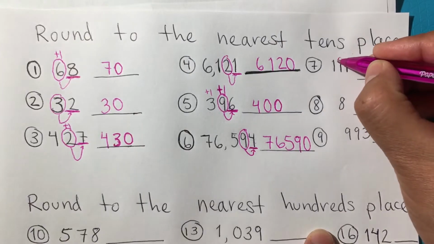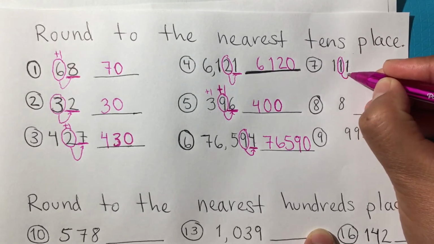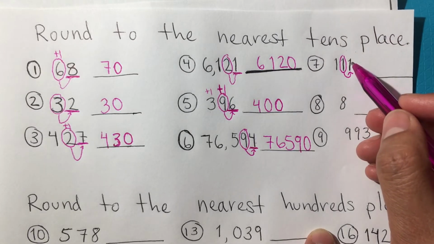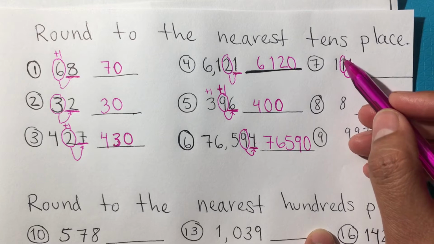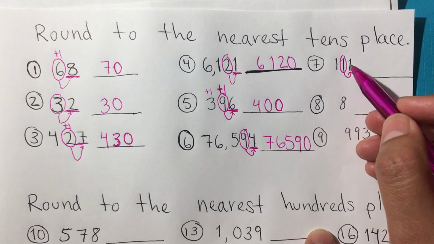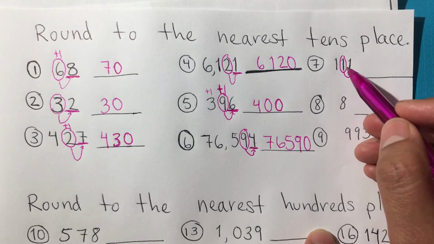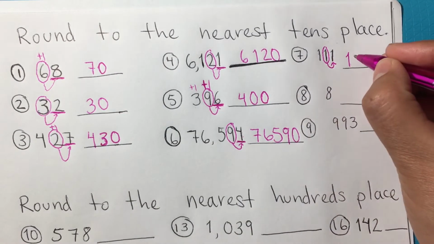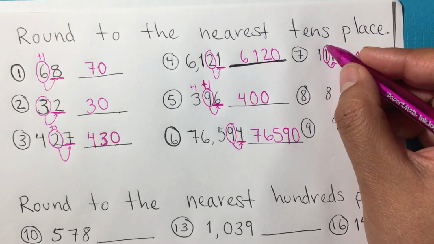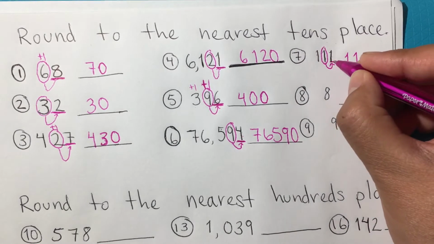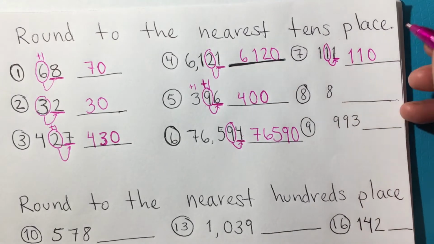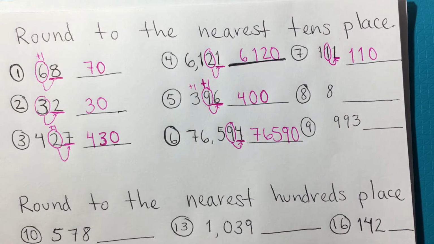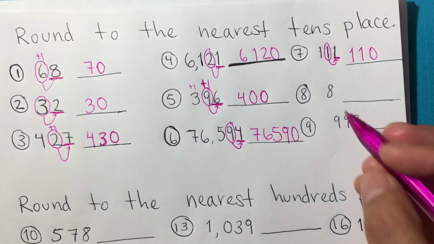Ones, tens. If it's 5 or more, it adds 1 more. If it's 4 or less, it will stay. So this is 1. This one stayed because this didn't add anything here, and this becomes a 0. So 111 is closer to 110 than 120.